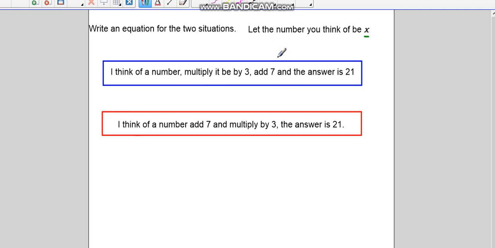Okay, if you've pressed play, then you're ready to have a look. So I think of a number x, I multiply it by 3. Well, x times 3 is 3x, so let's make that 3x. I add 7, and the answer is 21. So when we're finding an answer, it's equals 21. So there is the equation for that one there. Okay, so press pause and have a go at the second one.